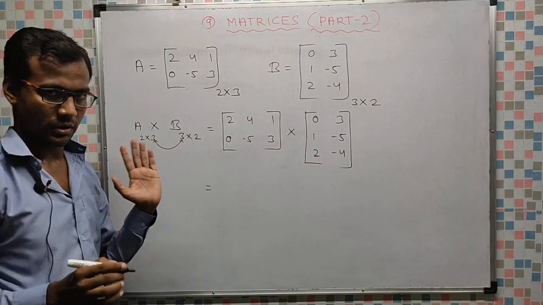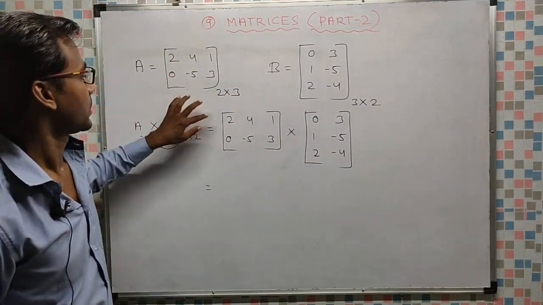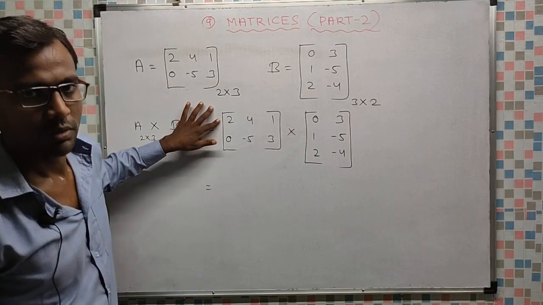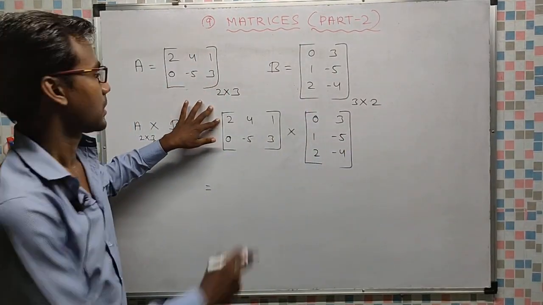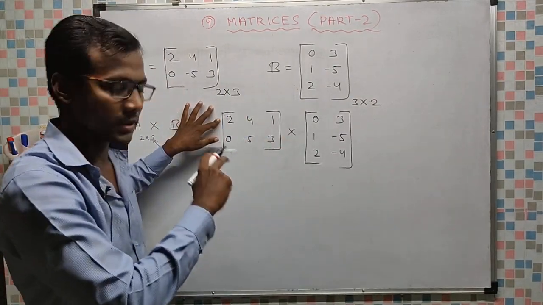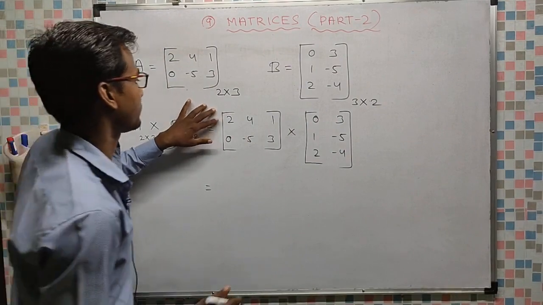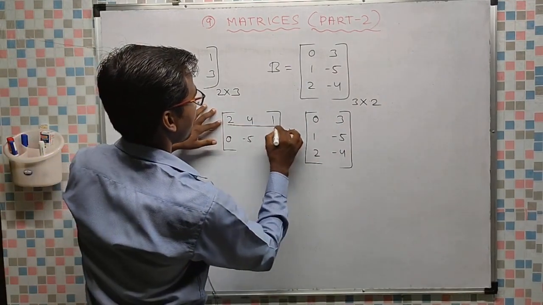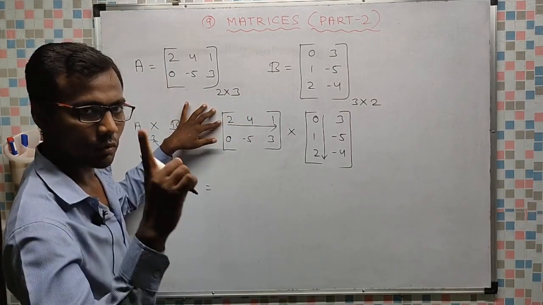We know that this is possible, so we are moving ahead. Then how to multiply? Multiply the first row of the first matrix with each column of the second matrix. First row of the first matrix with each column of the second matrix. See how to multiply. First row into first column will give you one element.